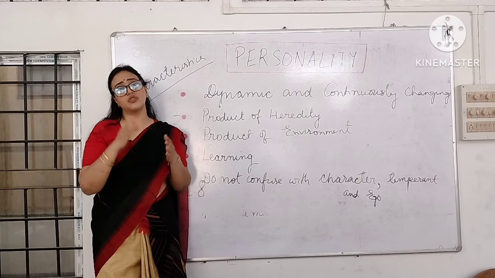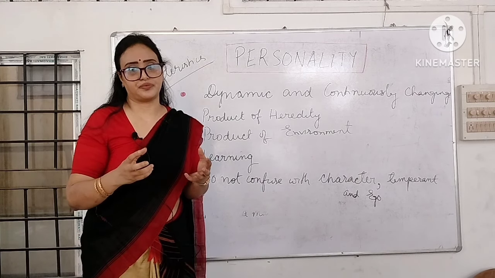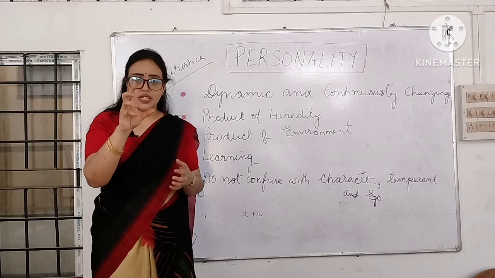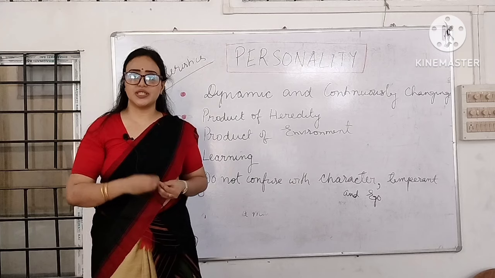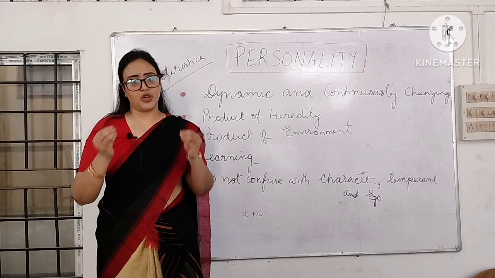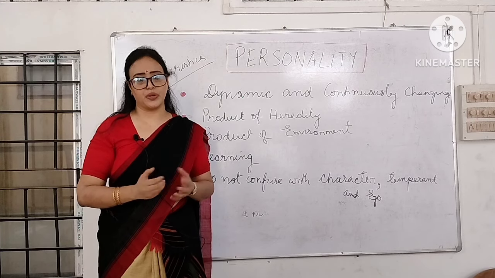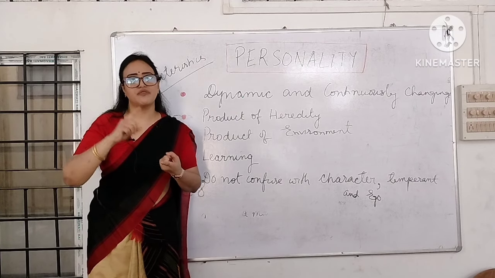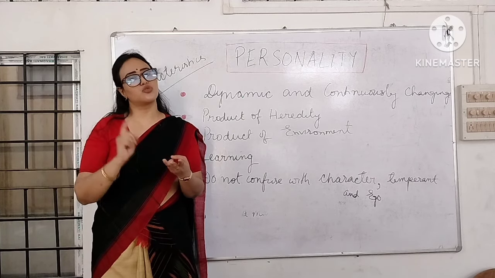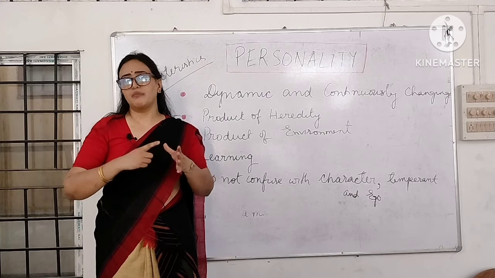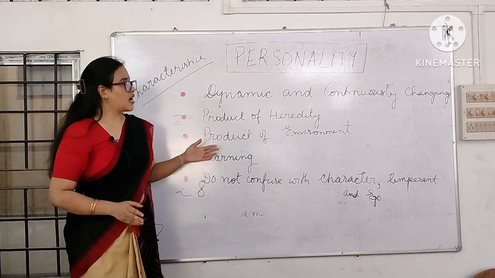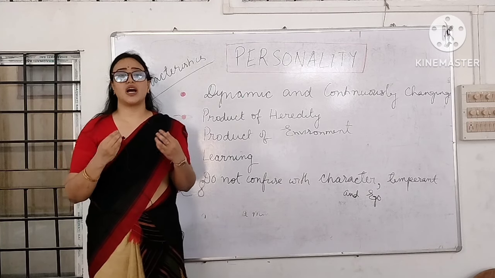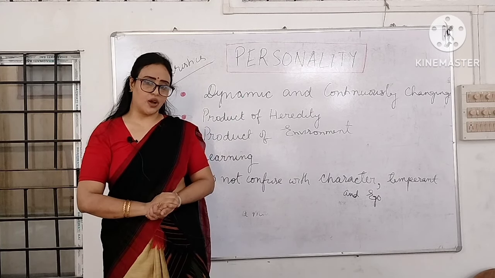Also, we should not confuse personality with the ego. So these three things should not be confused with the term personality: the character of an individual, the temperament and the ego of an individual, because personality is a broader term. It includes all the dimensions, all the aspects of an individual, including physical, moral, social, psychological, mental, everything. So these are the certain characteristic features of personality. I hope you have understood the term personality by now.